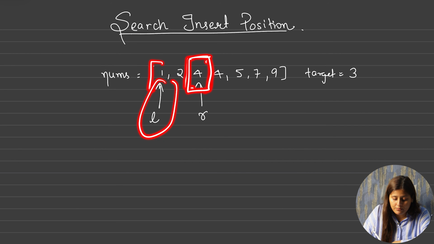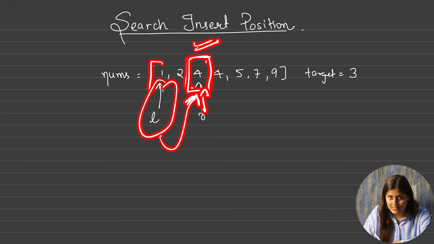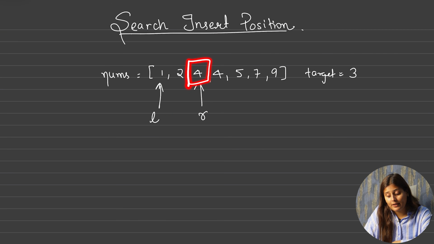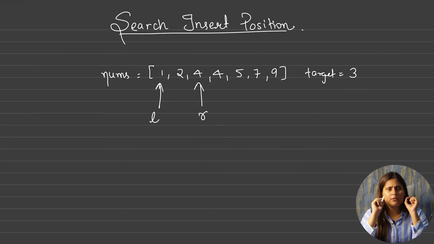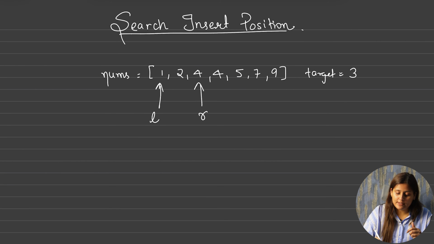So left pointer will point to the same index, right pointer will point to the same index, and mid element will also be at the same index. And hence that was the position where 3 needs to be inserted, because when we find only one index left over, that will be our final answer. So how can we write this?